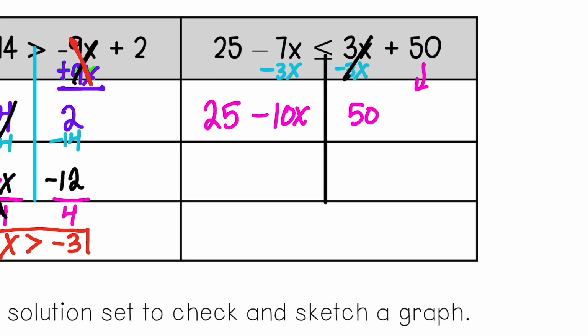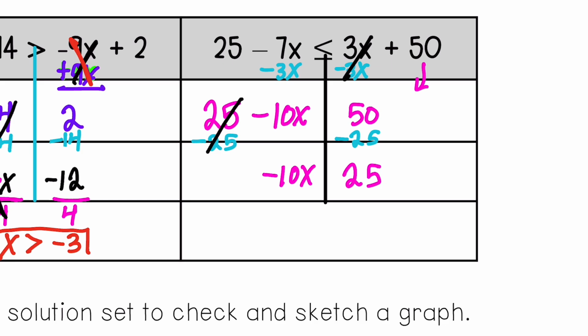Now, from there, I need to get my numbers to the other side. This is a positive 25, so I'm going to subtract 25 on the left, which means I subtract 25 on the right. 25 goes away, and I'm left with -10x. And 50 minus 25, I believe, is just 25.